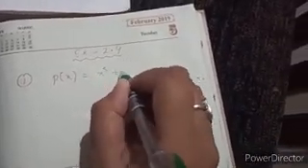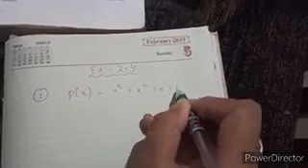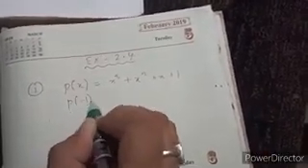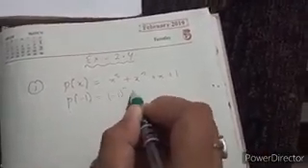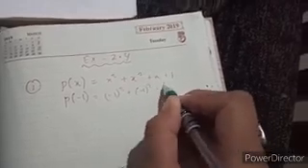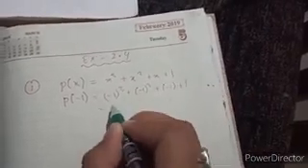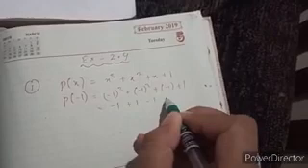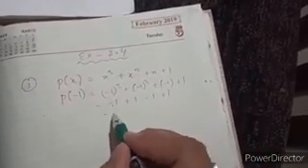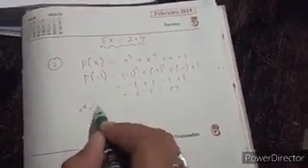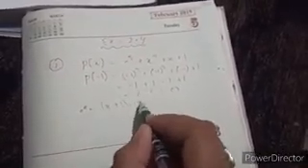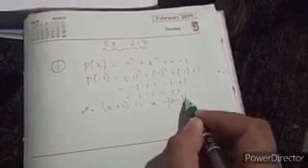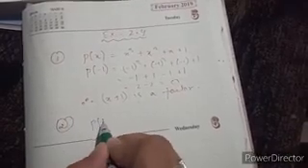I am starting my first question here, p of x equals x cube plus x square plus x plus 1. If I put minus 1, we get minus 1 cubed, minus 1 squared, plus minus 1, plus 1. So minus 1 plus 1 minus 1 plus 1, and we are getting the remainder to be 0. That means in this first question x plus 1 is a factor.